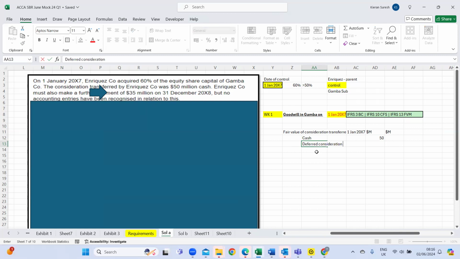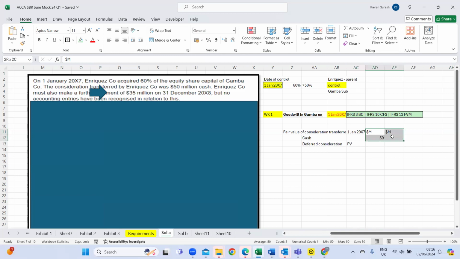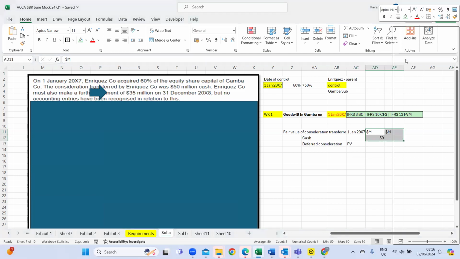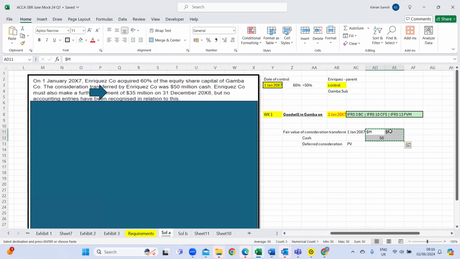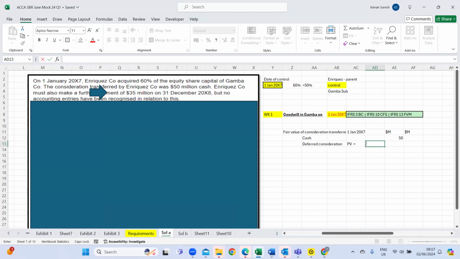So what I need to do when I have a deferred consideration, I need to know the present value of my deferred consideration. This is much easier when you work it out with Excel, so you can move on to the other side, right? So I need to find my present value of the deferred consideration. I know it was 35 million. 35 million was the amount in US dollars. This is the future value, and we were told this is 2018.